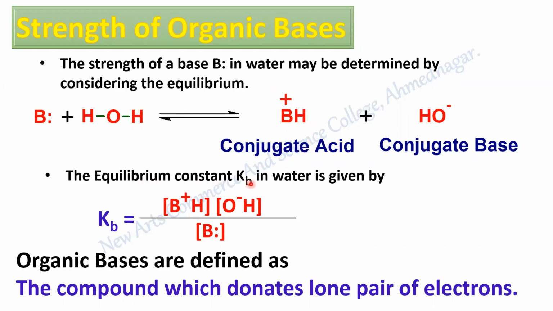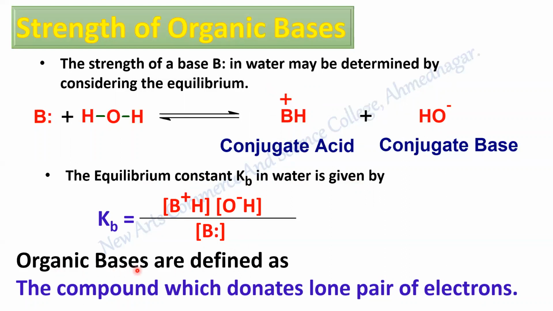The equilibrium constant Kb in water is given by this equation: Kb is equal to the product of the concentrations of BH plus and OH minus divided by the concentration of the base. Water is taken in excess, so it is not considered here.